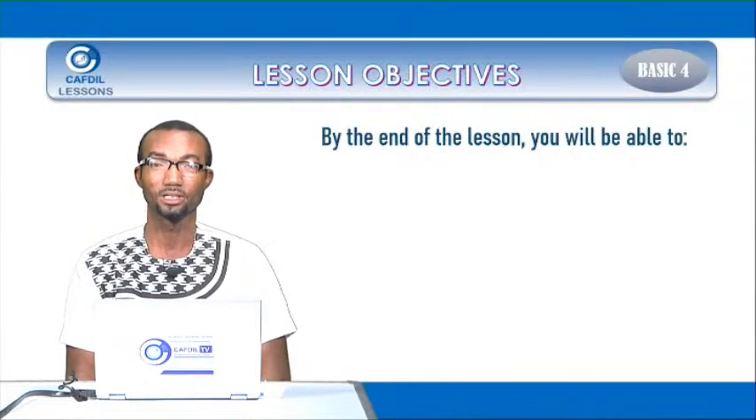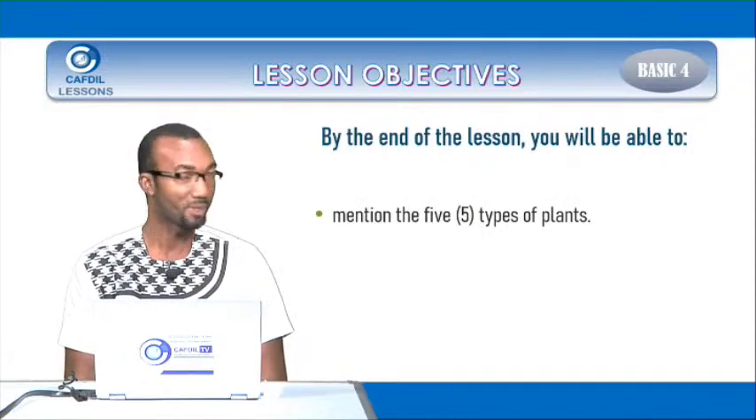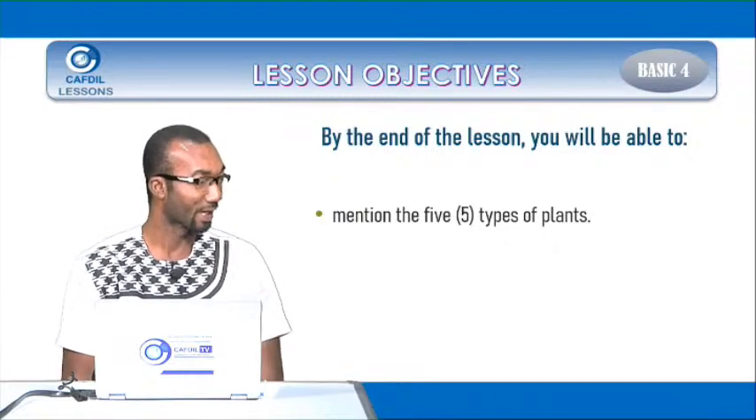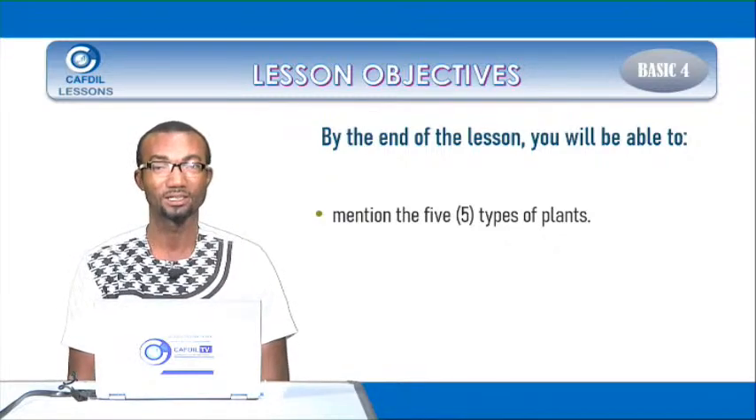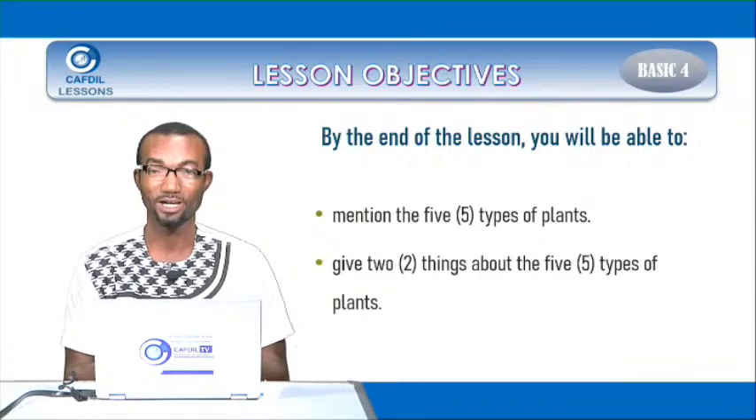Let's start by looking at our lesson objectives. By the end of the lesson, you'll be able to, 1, mention the 5 types of plants. And then 2, give 2 things about the 5 types of plants.